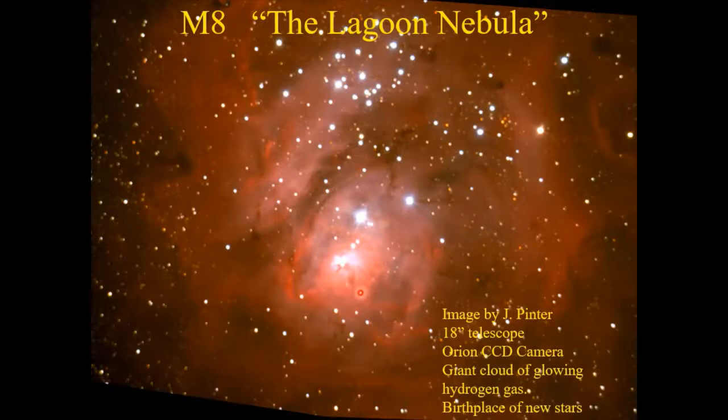Again, these nebula are birthplace of new stars. So these bright stars that you see in the image here are relatively young stars. They're probably less than 1 million years old, and they were formed from the gravitational contraction of all of this gas and dust. So this single giant cloud may produce hundreds or even thousands of new stars.